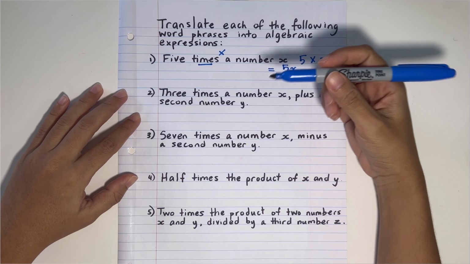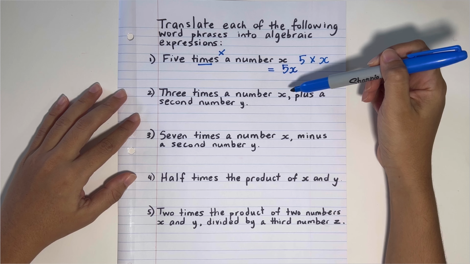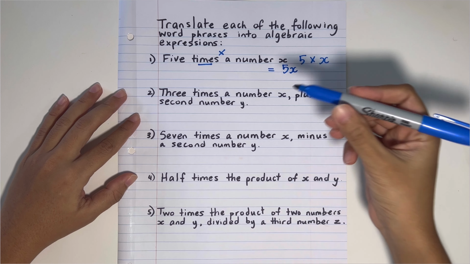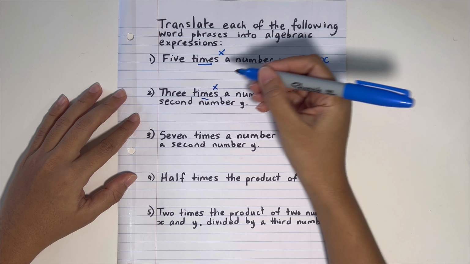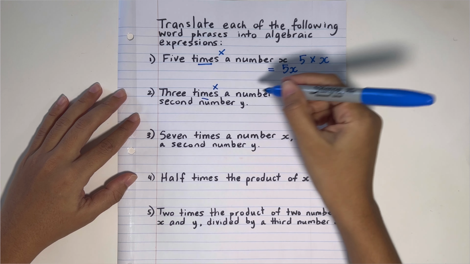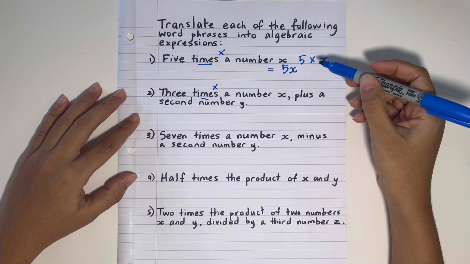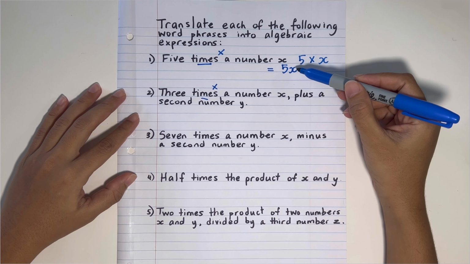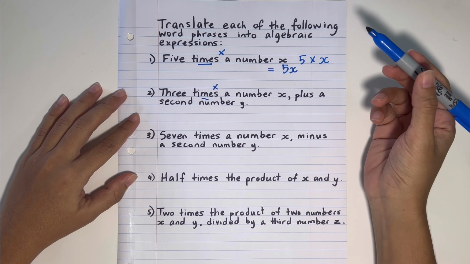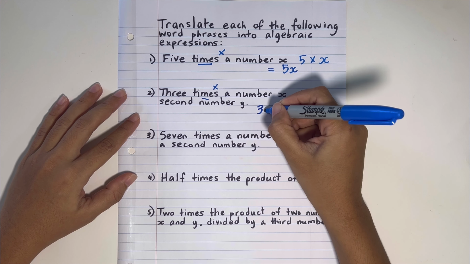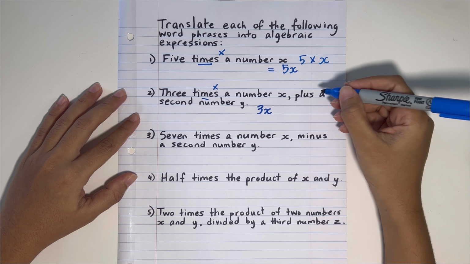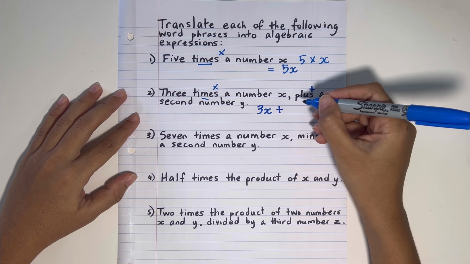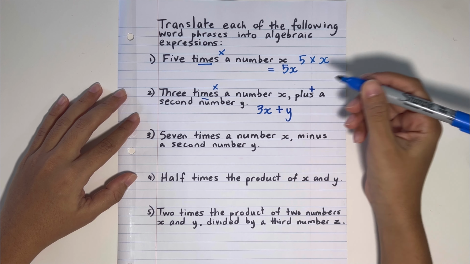The second one, 3 times a number x plus a second number y. Well, you have to do it piece by piece, right? Again, times means to multiply. So if we say 3 times a number x, we just learned that if you're multiplying by x, like you had 5 times x here, that would be 5x. Therefore, 3 times a number x would be 3x, 3 multiplied by x, plus, and plus means to add, so 3x plus a second number y.